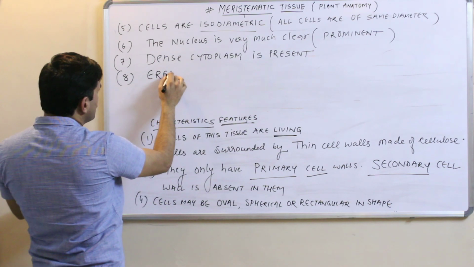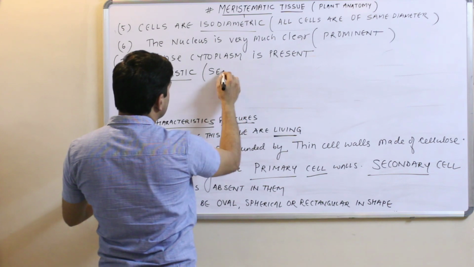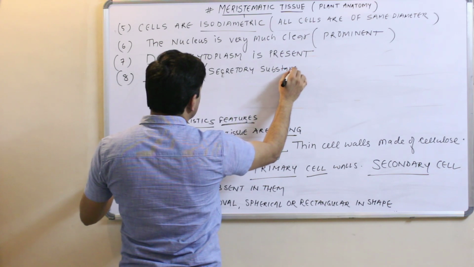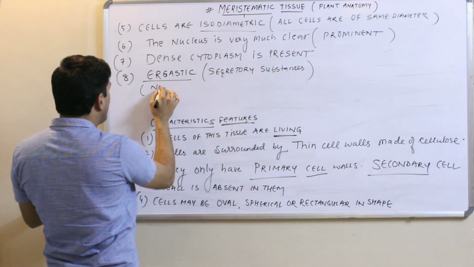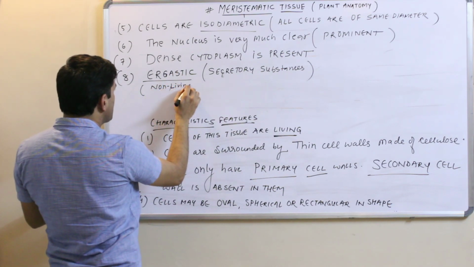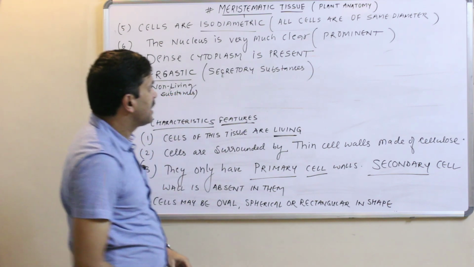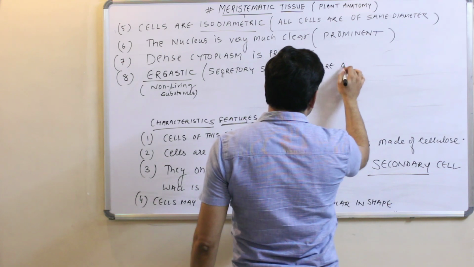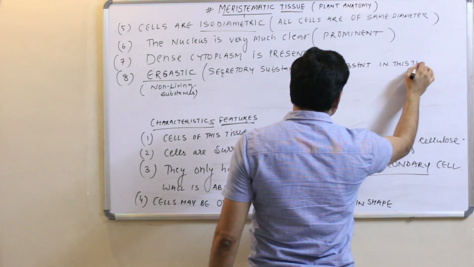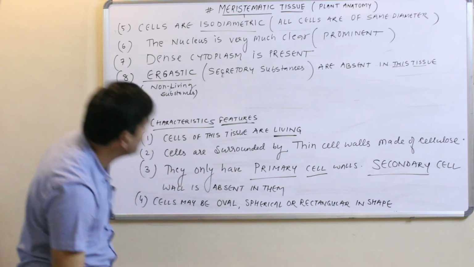Ergastic or secretory substances, basically they are non-living substances, are absent in this tissue. Non-living substances are absent in this tissue.